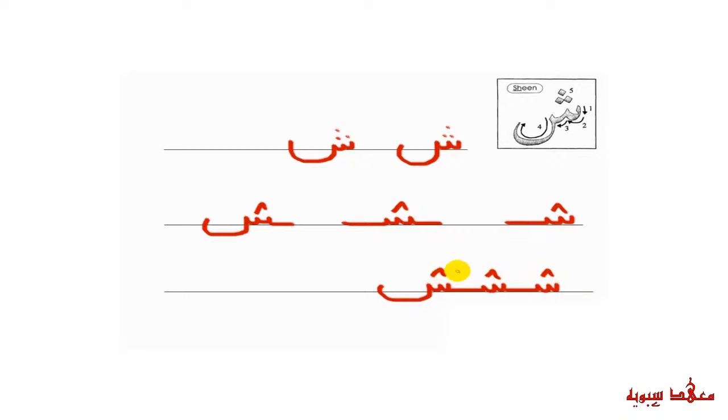Now with dotting, the correct way is to write out the letters first and then do the dotting. So you write out all these seens first and say you wanted to dot them and make them a sheen. Then you start from the right hand, dot these, and then dot these. And that's the way it's done with all letters. Letters first, dots second. Next letter is the Swaad.